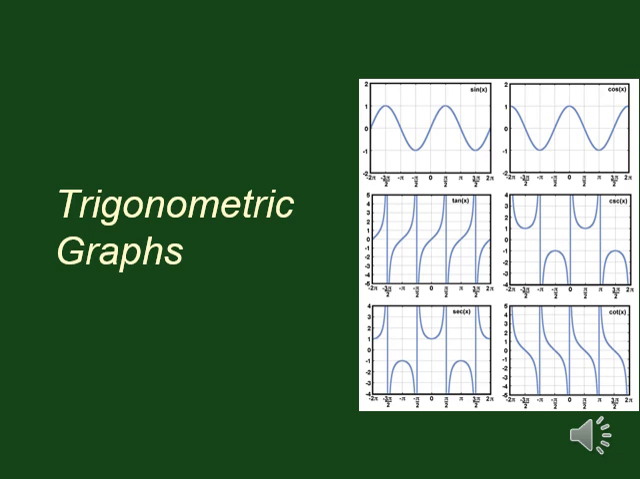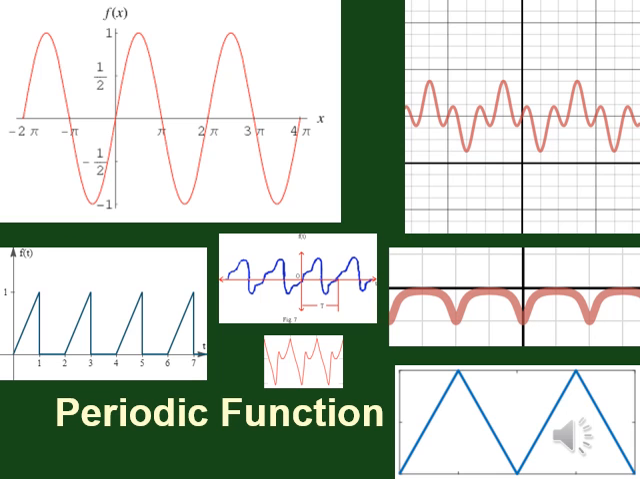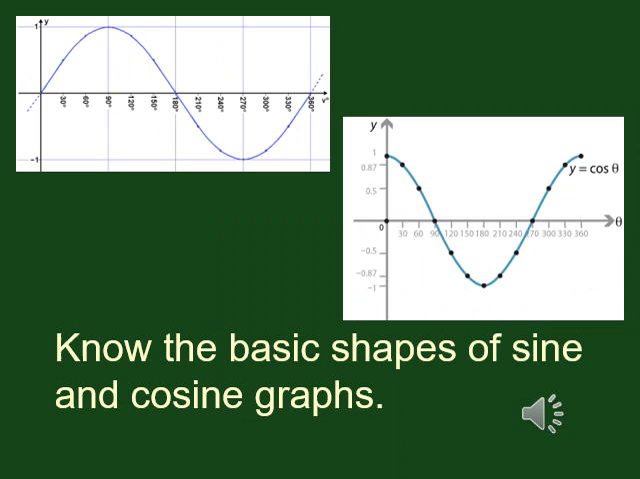Today we're going to learn more about the graphs of trig functions and variations on those graphs. You already learned that a periodic function is a function that keeps repeating itself at regular intervals, and sine and cosine are the most common periodic functions. Probably the most important thing in this whole chapter is to know the basic shapes of sine and cosine graphs.